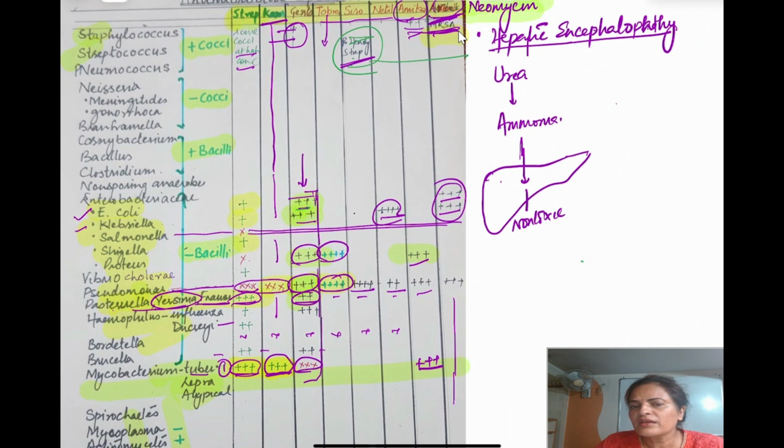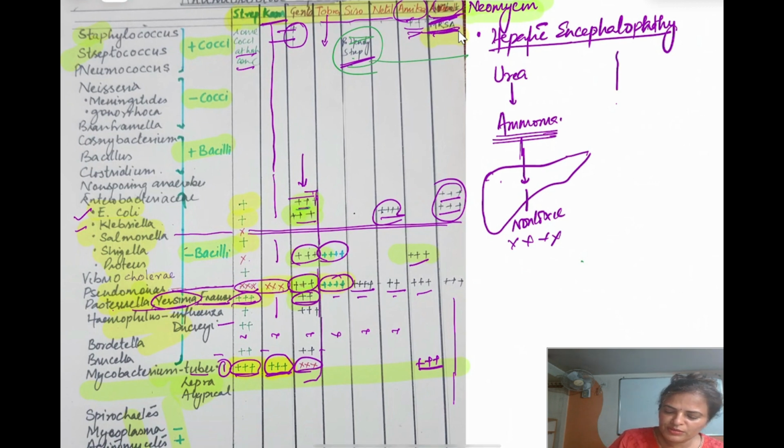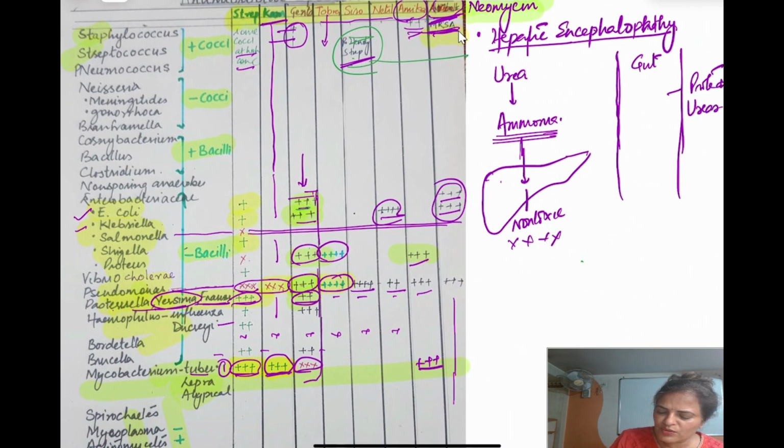Now if the person has liver failure, this function will not happen. Now what will happen to the ammonia that the body makes? Like in the gut, if the person gets infected with gram negative Proteus, a urease producing microorganism, then what will happen? This is going to convert urea into ammonia.